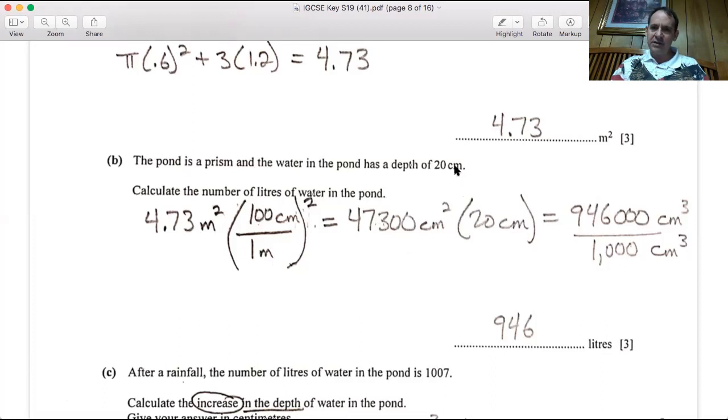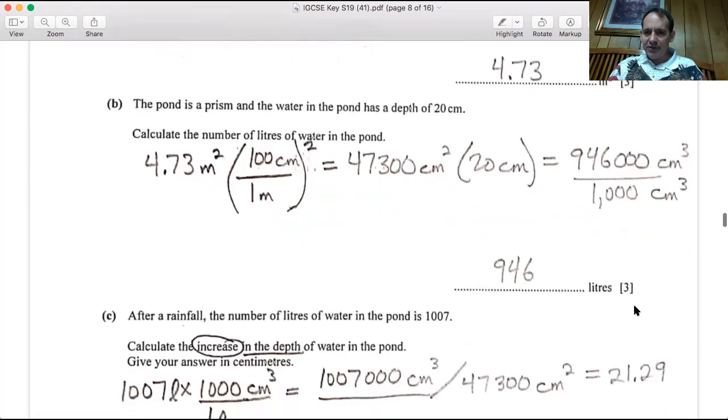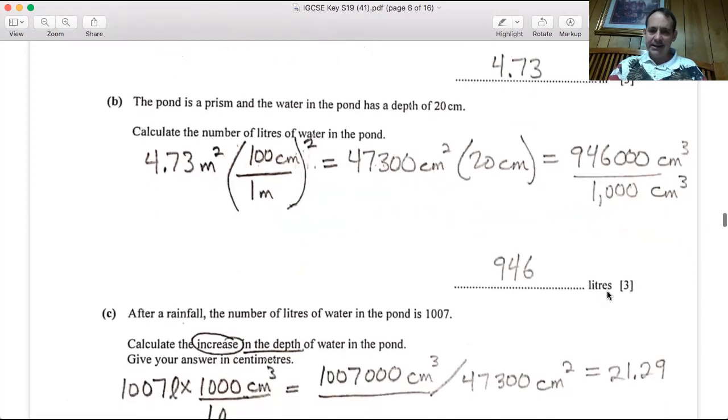Now you say, why did you convert to centimeters squared? Why didn't you convert the centimeters to meters? Well, because it's looking for liters, and our conversion for liters is centimeters cubed. Remember, 1 centimeter cubed equals 1 milliliter. So 1 liter is 1,000 centimeters cubed. Hopefully you remember that, maybe from physics or from math, either one. You need to know that conversion of liters is 1,000 centimeters cubed, or 1 centimeter cubed is 1 milliliter. So you divide by 1,000 and it gives you 946 liters.